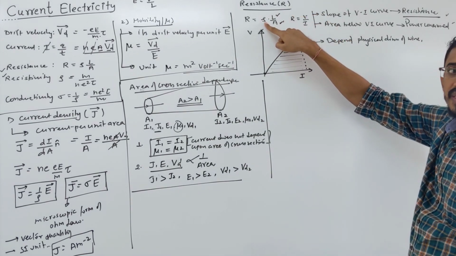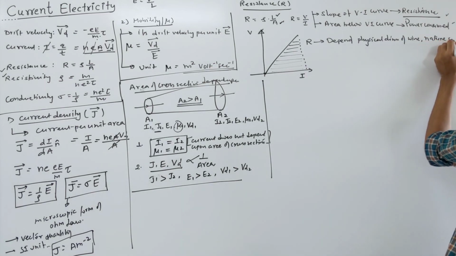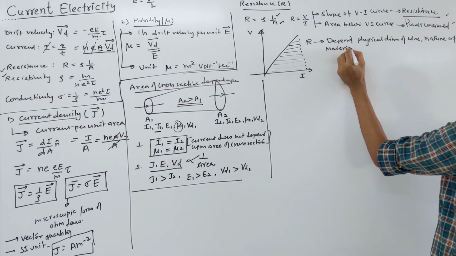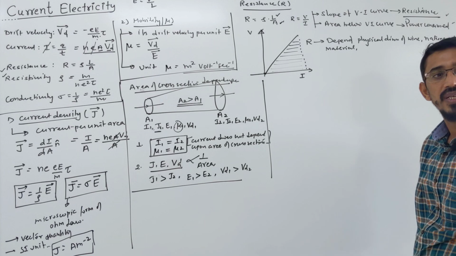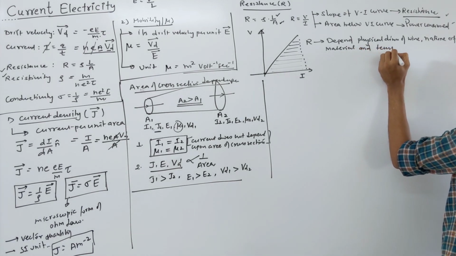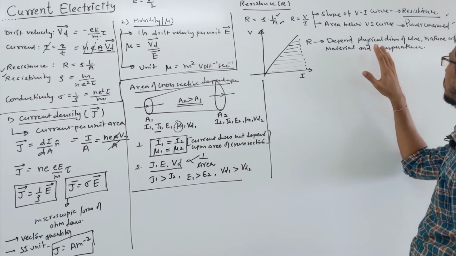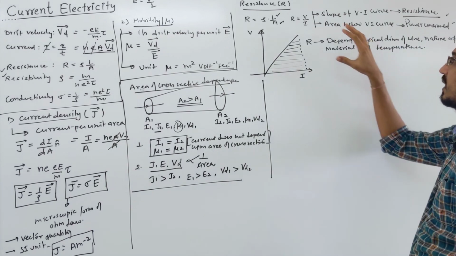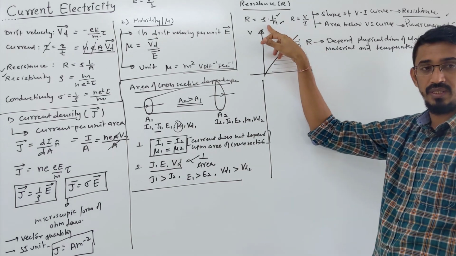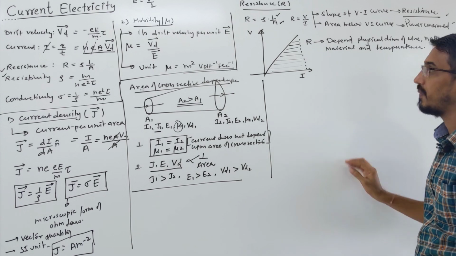It depends on resistivity, meaning the nature of the material, whatever material you have. And it also depends on temperature. Three things I am talking about here. So resistance depends on the physical dimensions of the wire, meaning length, area, volume, these things. It depends on the nature of the material, meaning resistivity, which tells you the nature. And temperature, the temperature of that wire.